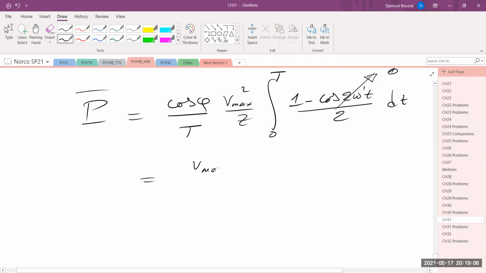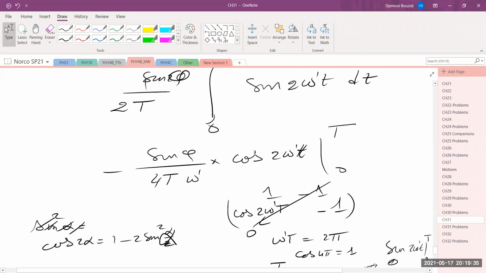It's Vmax squared over z times cos phi times 1 over t times t over 2. And the t cancels the t. That is a very important cancellation, because we define the average in terms of the period. And now we don't want the period to appear in the whole thing. So the whole calculation yielded 1/2 really, and the cosine phi. So cosine phi plays a major role when it comes to power, okay?